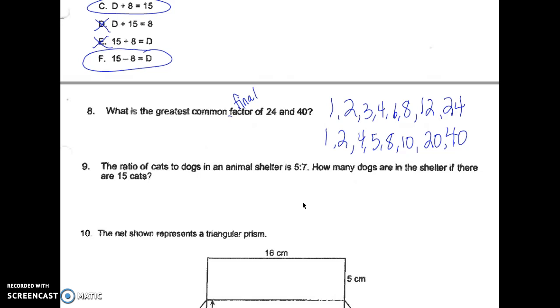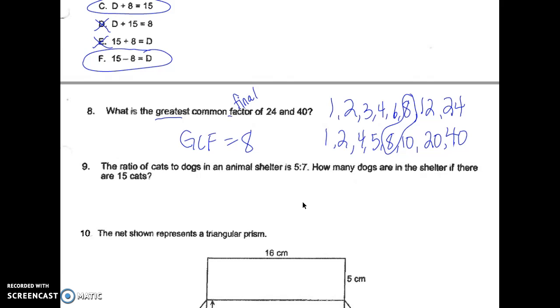Now I'm going to go back and find the greatest one they have in common. So I'm going to start at the largest side and go along until I see ones they have in common. And there I found 8. So the GCF equals 8. I could also do the trees where I did my prime factorization. I chose this method, but that one would work as well.